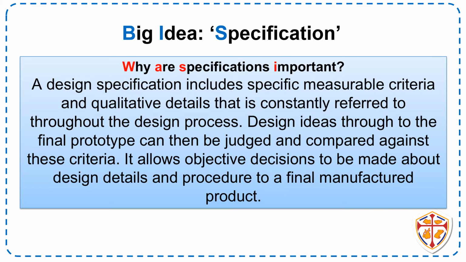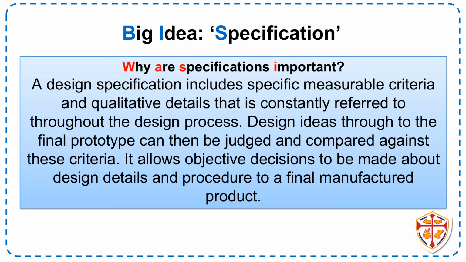Why are specifications important? A design specification includes specific measurable criteria that is constantly referred to throughout the design process. We say measurable criteria because you must make sure that anything that you are saying within your specification you are able to test when it comes to you evaluating. So for example, if you were to write a specification point that says my product must be big, this isn't a measurable criteria point. You wouldn't be able to test this.